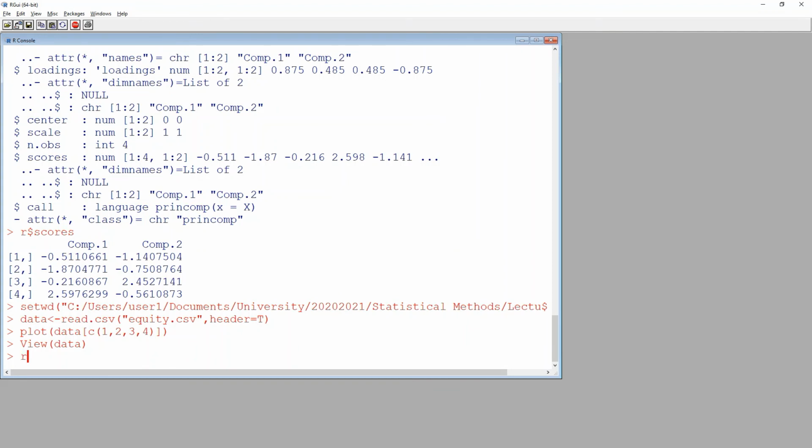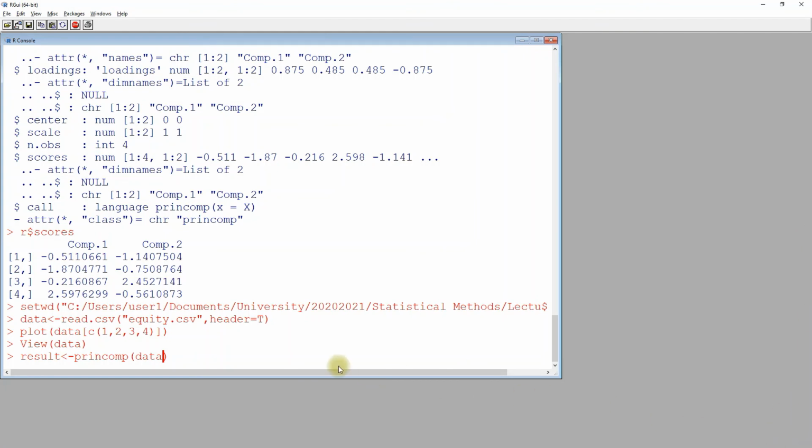You can call it result. I don't know what you want to call it. Just call it result, and then you say prcomp of data. All right. Now, note something. There is no need for me to center the data and then apply the prcomp. The prcomp automatically will center the data. You don't need to do it. So you see the advantage of using this function prcomp.